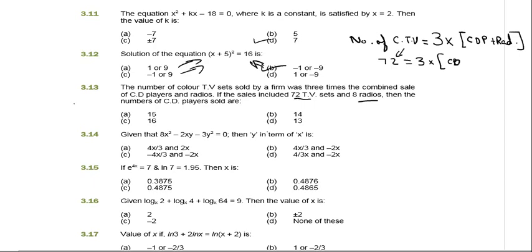We do not know the amount of CD players, but we know the number of radios is 8. 72 divided by 3 is 24. 24 equals number of CD players sold plus 8, and therefore CD players sold equals 16. So my answer will be 3.13 C.